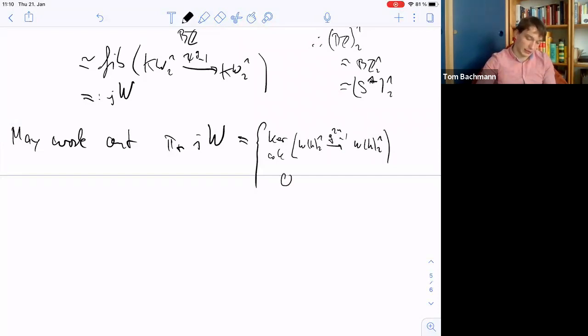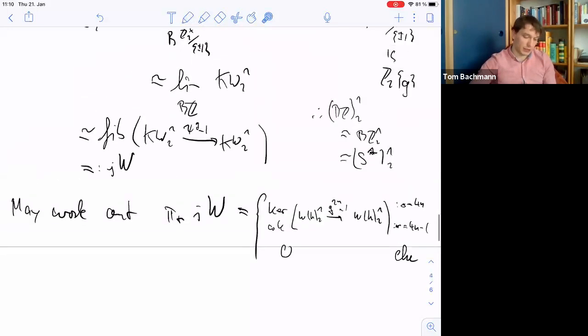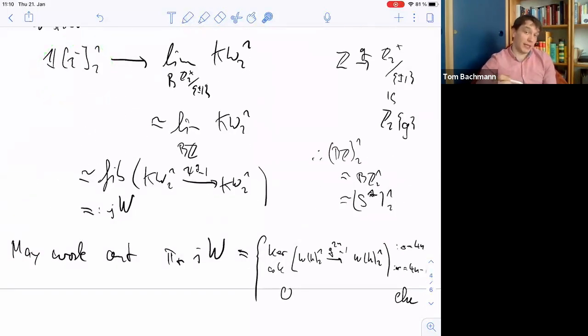Or you get 0. So you get the kernel of star, I guess, is congruent to 0 mod 4, I guess if star is equal to 4n, and the cokernel of star is equal to 4n minus 1 and 0s. Okay, so we found this approximation of this sphere, which you hope might be an approximation.